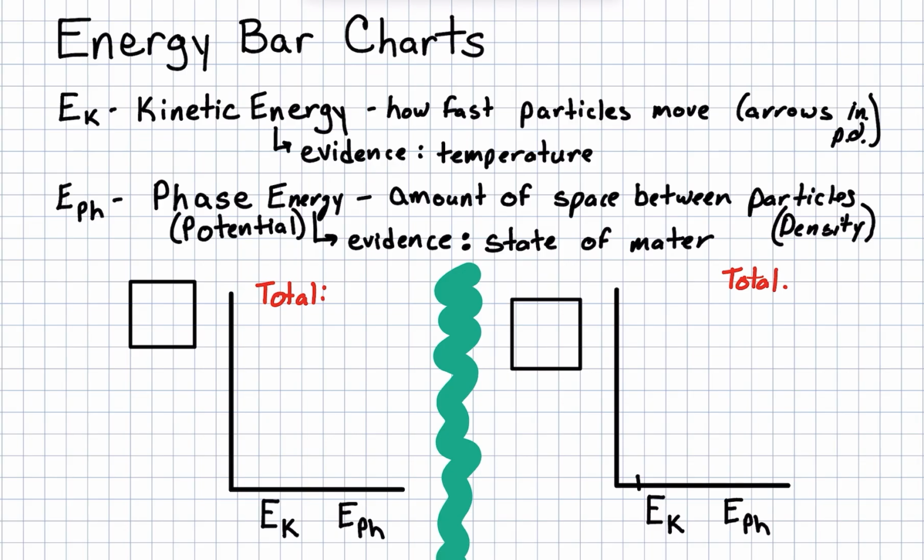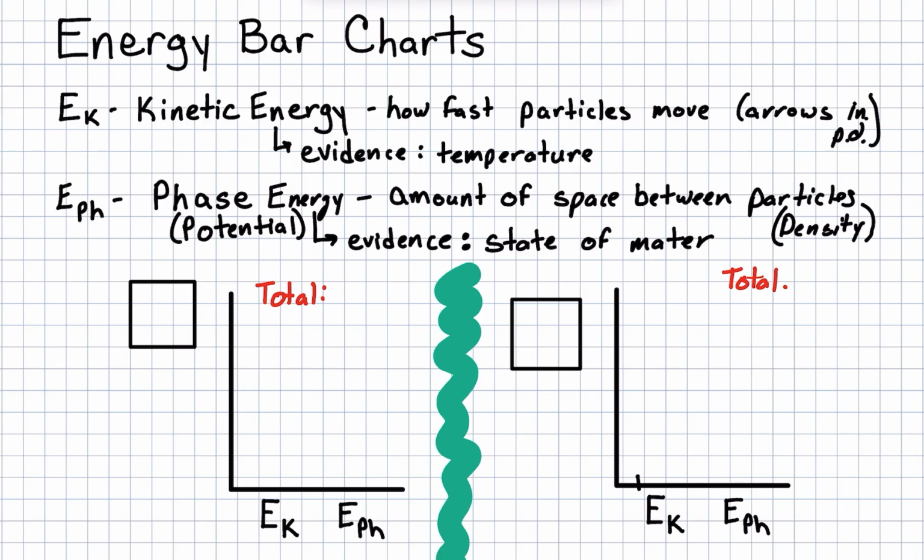The second type of energy, our potential energy, is specifically going to be phase energy in this case. And phase energy is simply the amount of space between particles. So basically, it's our density in our particle diagrams. And our evidence for this is what state of matter it's in. So solids are going to have less space between particles than liquids. So my evidence would be that it went from a solid to a liquid.